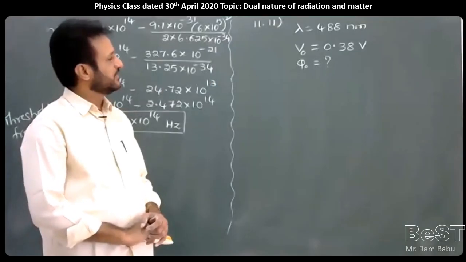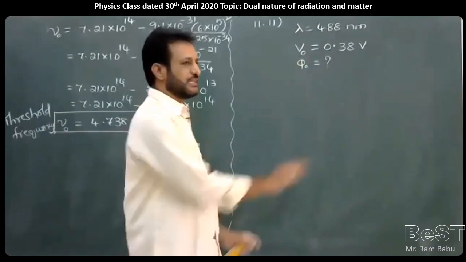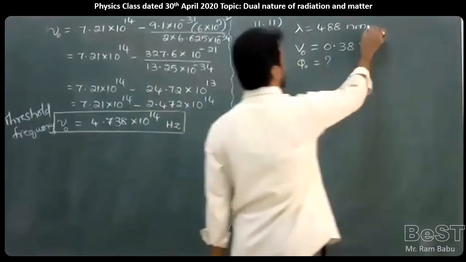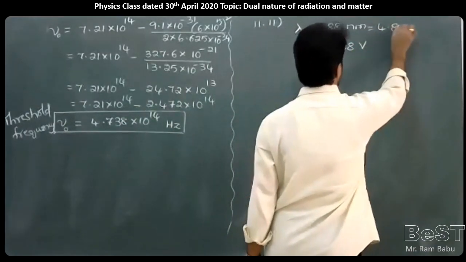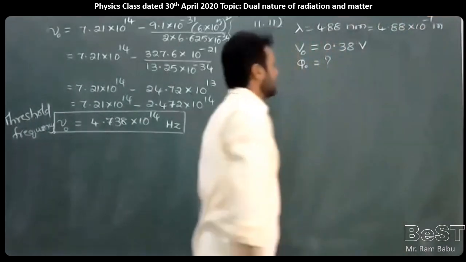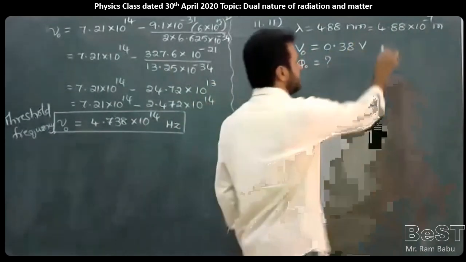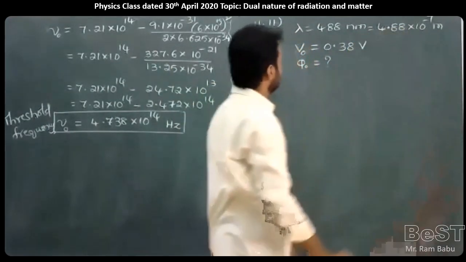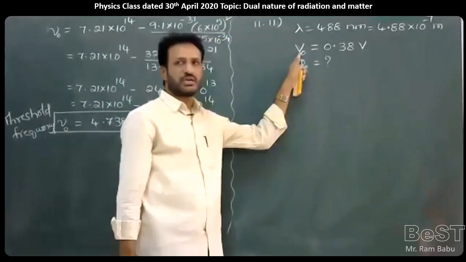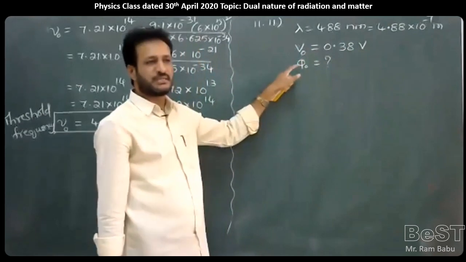Now check here. Wavelength of the light given is 488 nanometer. So we can convert the value into 4.88 into 10 to the power of minus 7. So actually 488 into 10 to the power of minus 9, if you adjust 2 digits, 4.88 into 10 to the power of minus 7. And the cutoff voltage or stopping potential given is 0.38 volt. Now they are asking what is the work function of the metal.